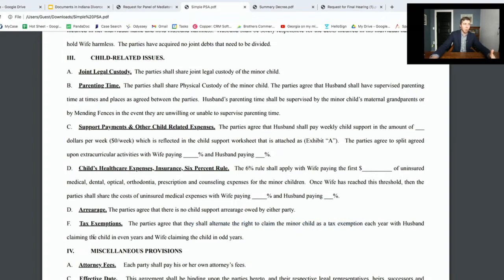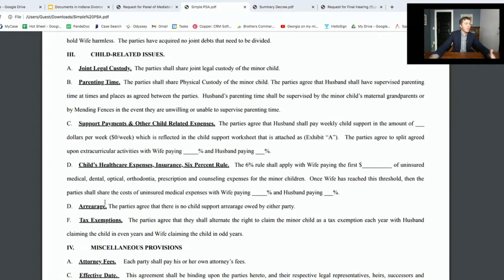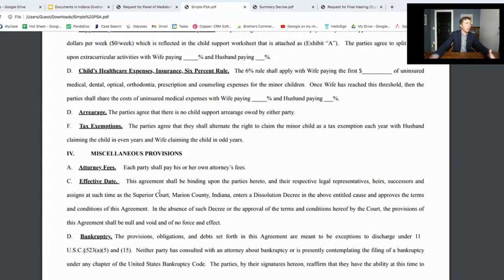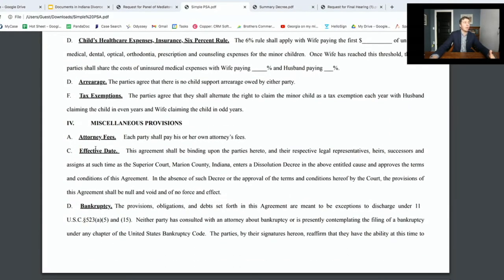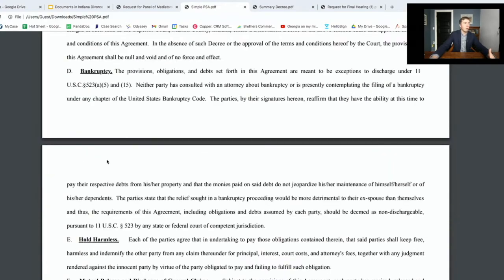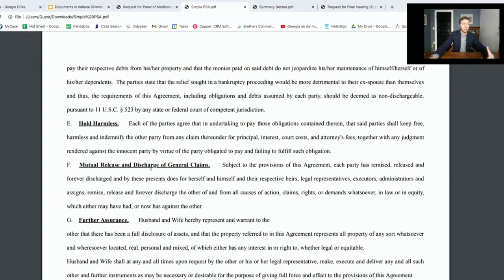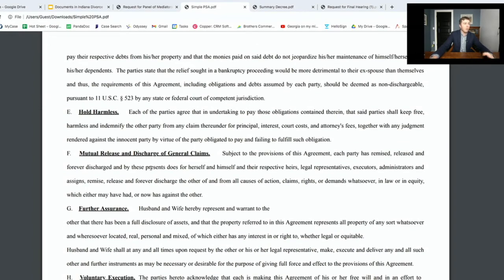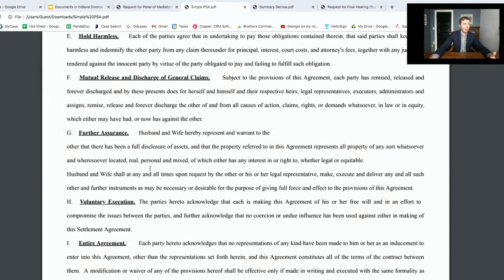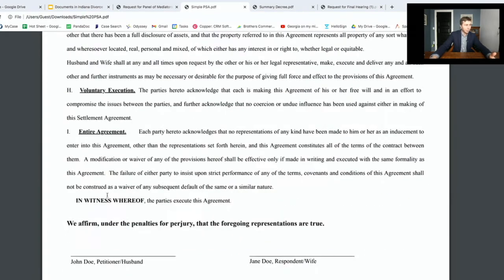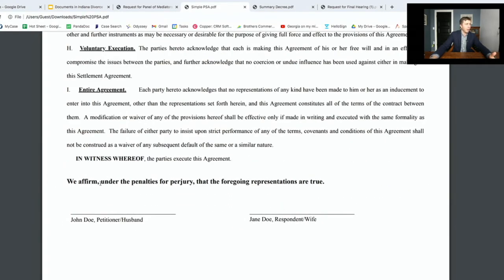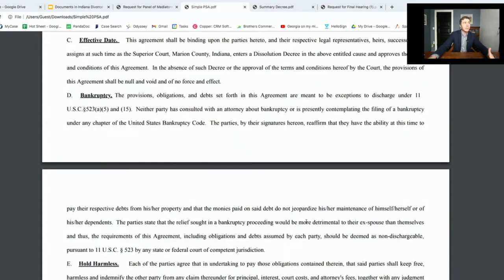And then at the end, it's just a lot of miscellaneous provisions, like each party paying their own attorney's fees. They're representing to the court that they've had a chance to analyze the other person's assets and that this is a settlement of everything that's contested between the parties at this time, and that they're doing it voluntarily. And then at the bottom, there's an affirmation, and then each party signing it and their attorney. So that's a simple settlement agreement for an Indiana divorce.